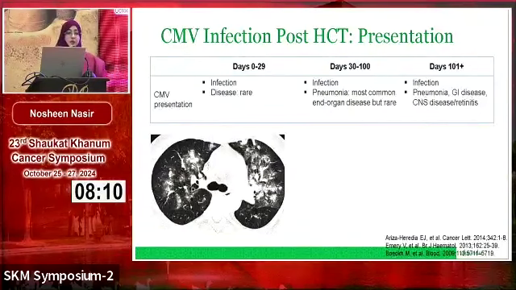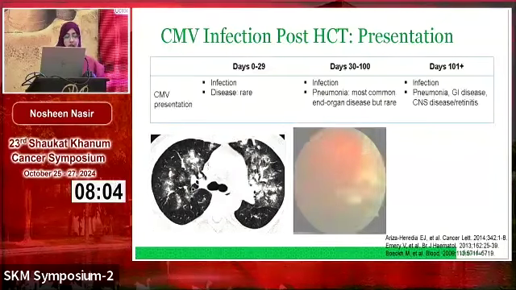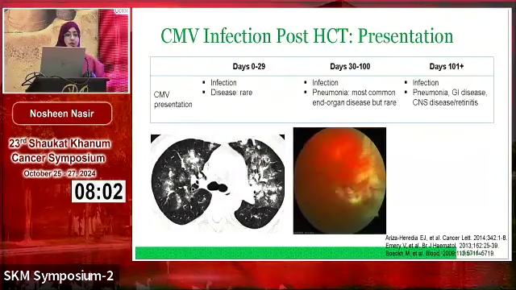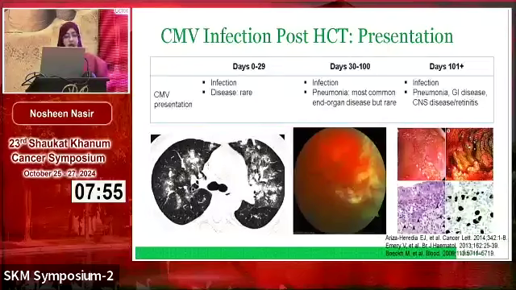For pneumonia, on CT, you see the ground glass opacification. There can be consolidations, and usually it is a bilateral presentation. For retinitis, there are peripheral retinal hemorrhages and ischemic changes. And in GI, you can see mucosal ulcers. And in the biopsy, you see the typical owl's eye appearance of the intranuclear inclusion bodies.